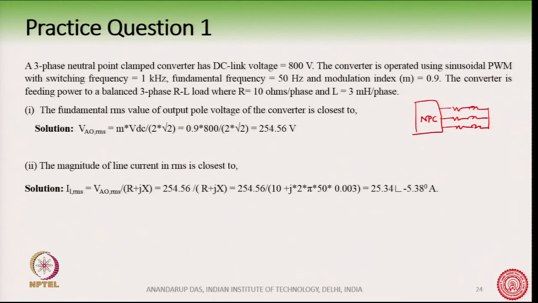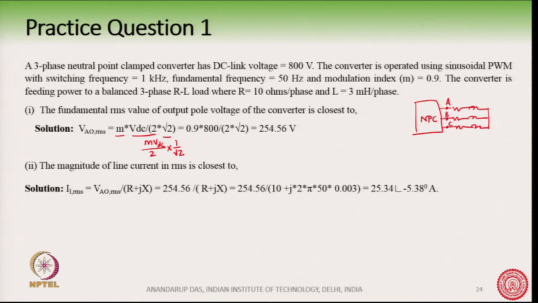Anyway, the first question is, what is the fundamental RMS value of the output pole voltage? This is the pole voltage, A with the O point inside the converter. So, VAO RMS, the pole voltage fundamental RMS value. The pole voltage is equal to M times VDC by 2 divided by root 2, that is, M VDC by 2 into 1 by root 2, the RMS value.